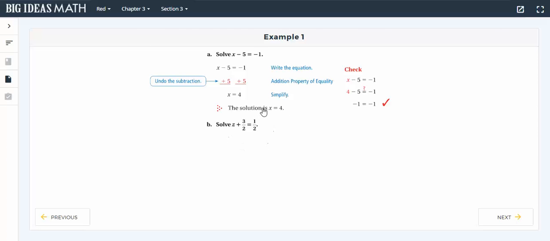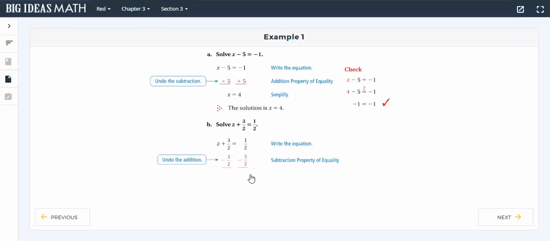In this one, we're just using fractions, so don't get freaked out. But how do I get rid of adding 3 halves? Well, the inverse operation of adding is subtracting. So we're going to subtract 3 halves on both sides. Because it's common denominators, it just cancels out. I'm going to get a z over here.